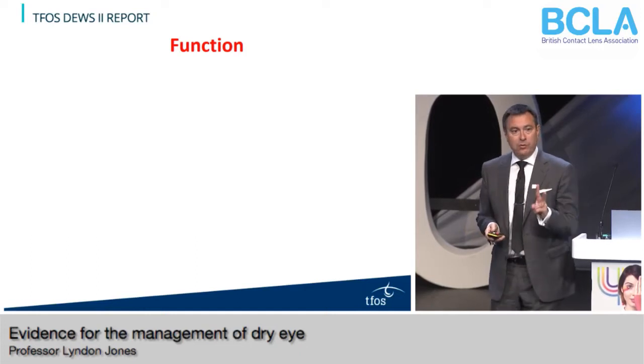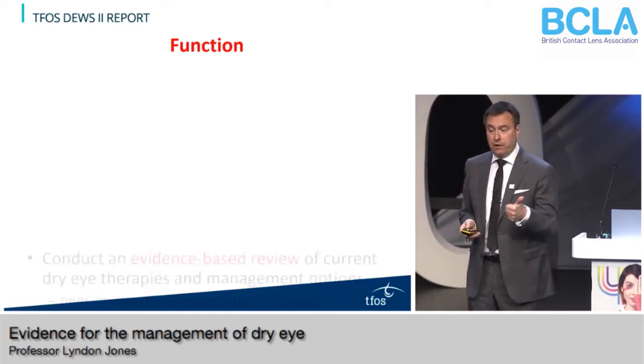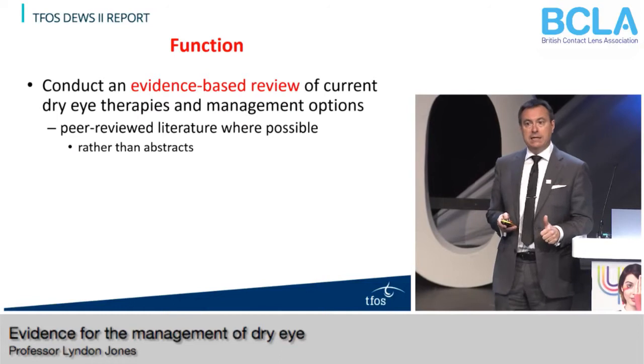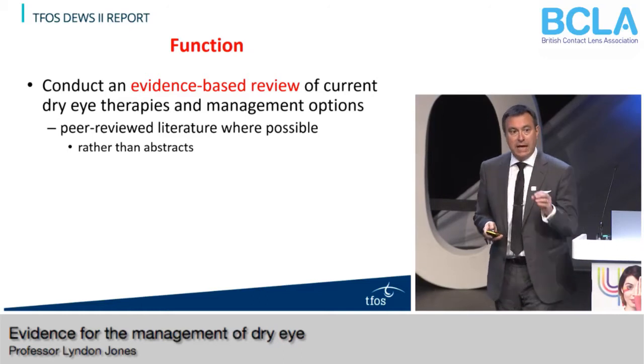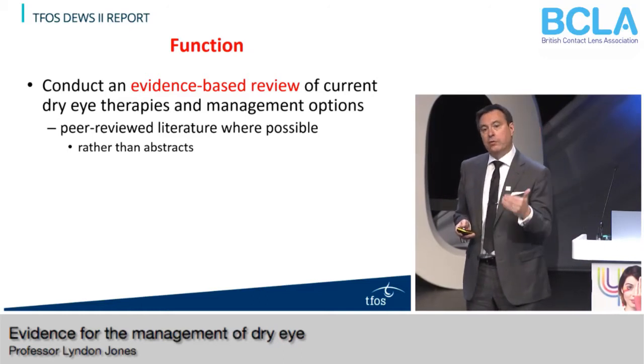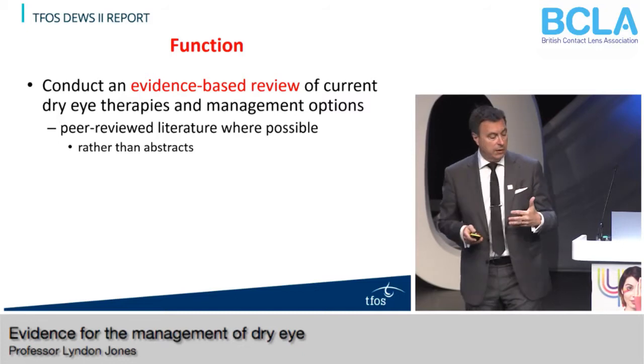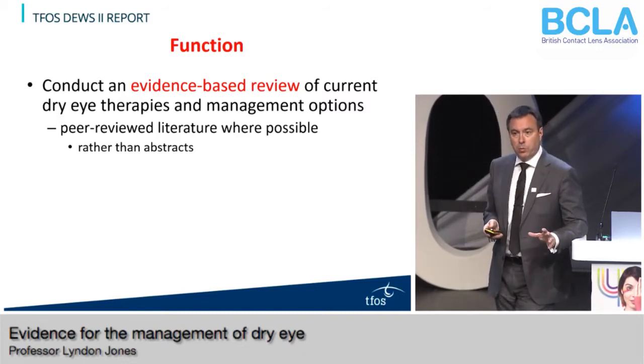So we really had 2 functions. The first function for our committee was to conduct an evidence-based review of current dry eye therapies and management options. And by evidence-based review, we really did look into the peer-reviewed literature where possible. If there was any evidence that was relatively new that only existed in the form of abstracts, we used that, but by and large it related to peer-published publications.